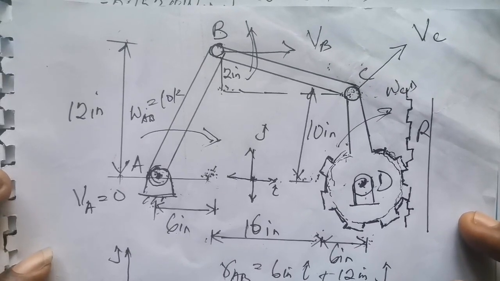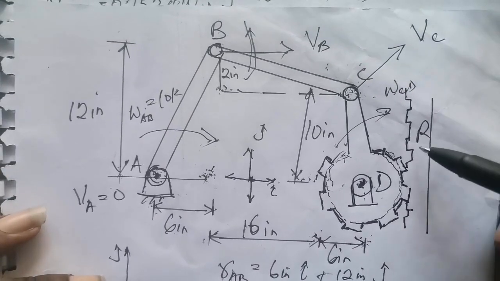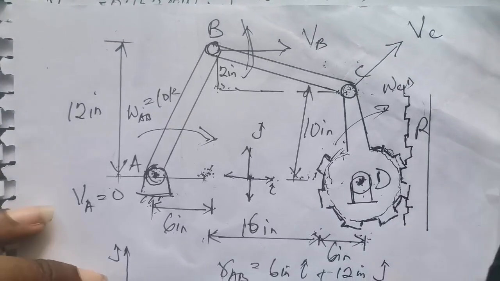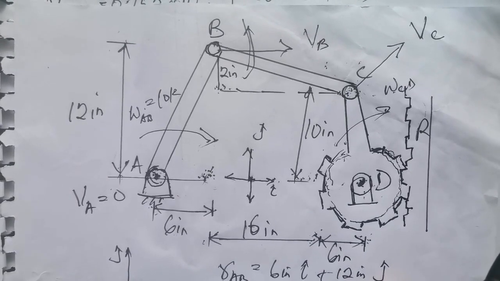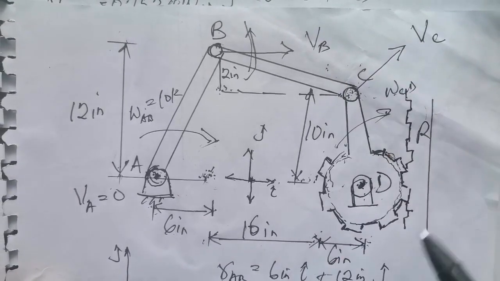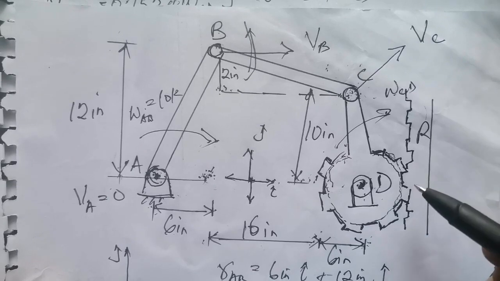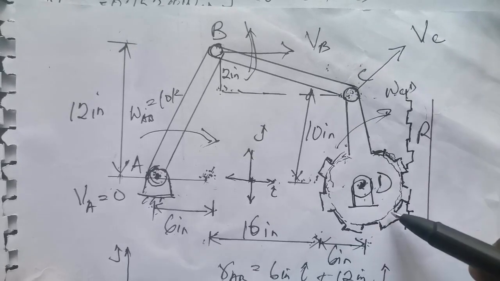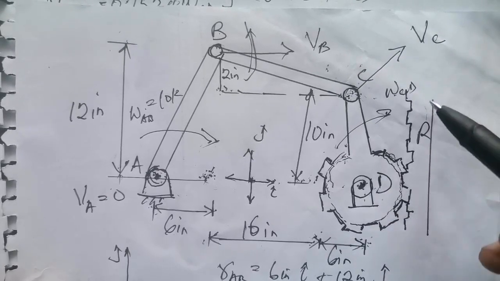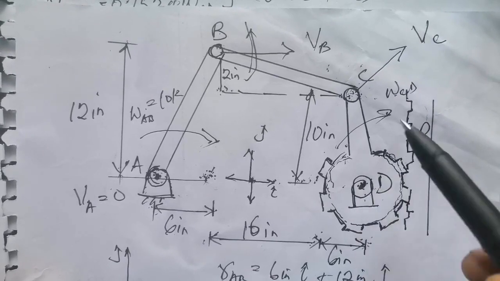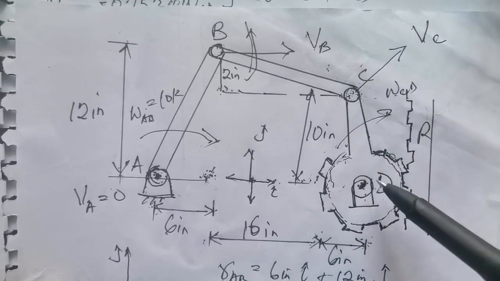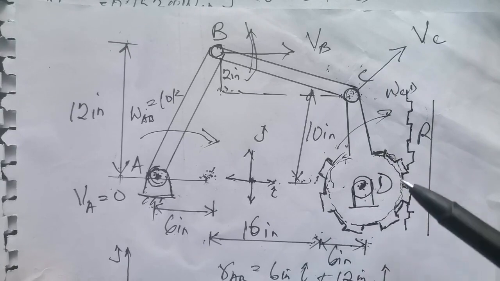So once more, this is our diagram. We were asked to find the velocity of the rack VR, which is causing motion of this arm CD. So you know that this rack is responsible for the motion of this arm CD. Which means if the rack is moving, the gear is moving, and of course the arm D to C is also exhibiting rotation.